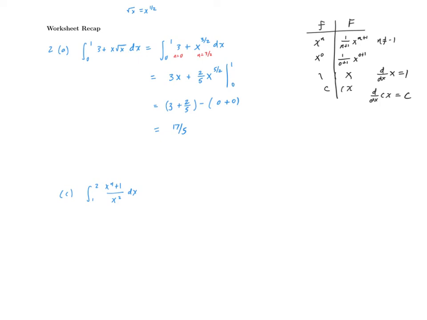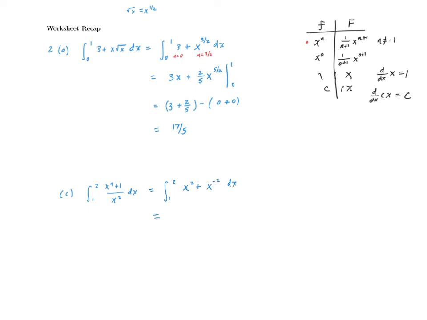In problem 2C, we need to do a very similar approach. And if you have not already completed this problem, pause the video, give yourself, I don't know, maybe 90 seconds, 2 minutes, and evaluate this definite integral. In order for us to use our common anti-differentiation formulas, namely this one that undoes the power rule, we need to first algebraically manipulate. We can break this up into 2 fractions and write it as x to the 4th over x squared plus 1 over x squared.